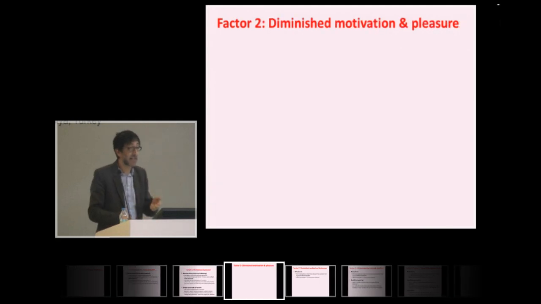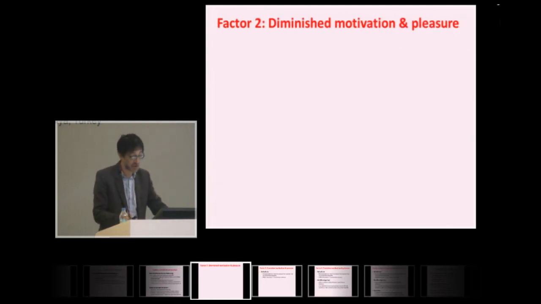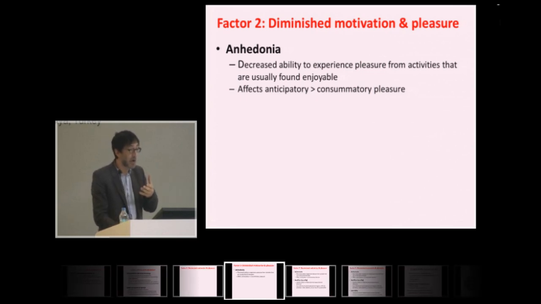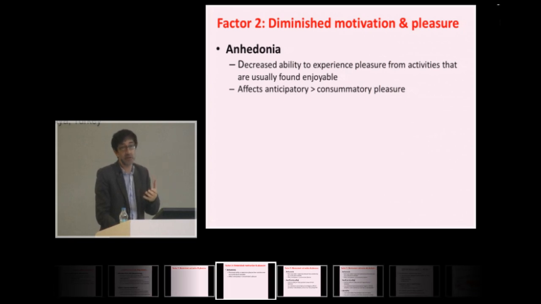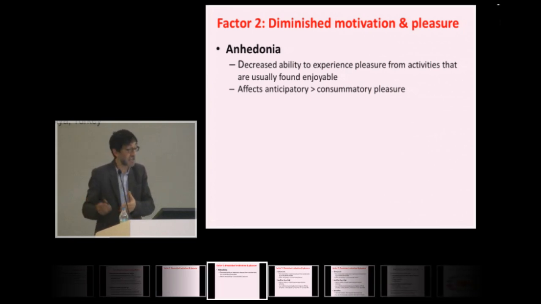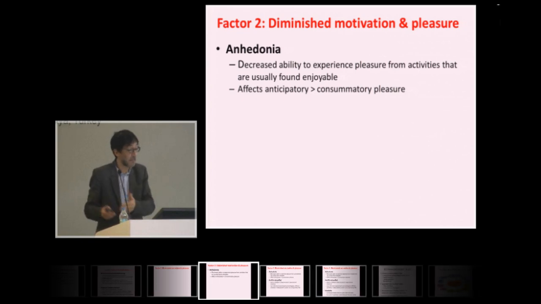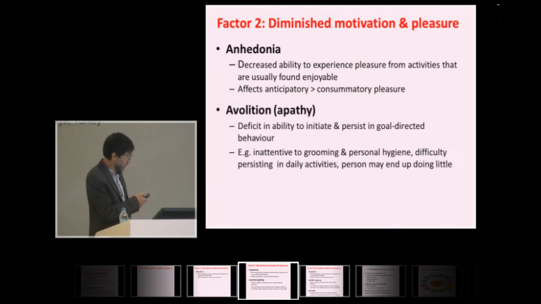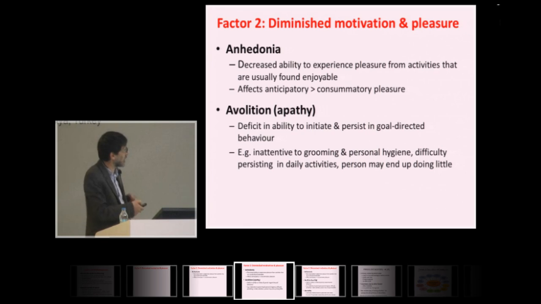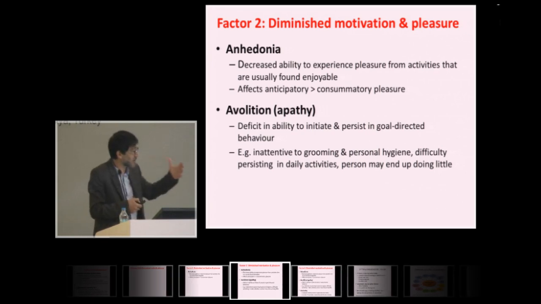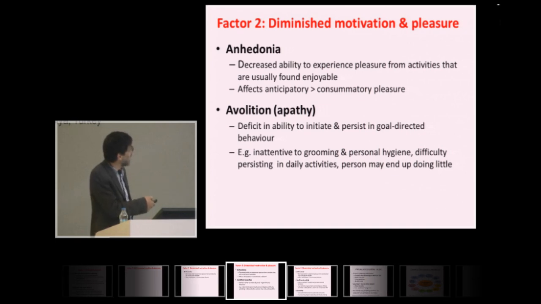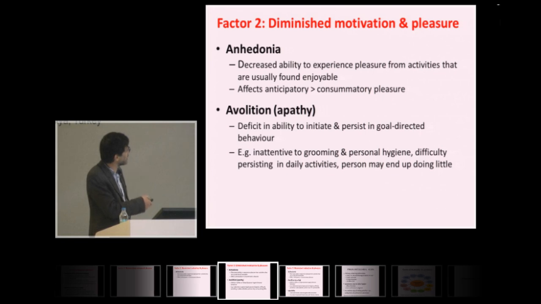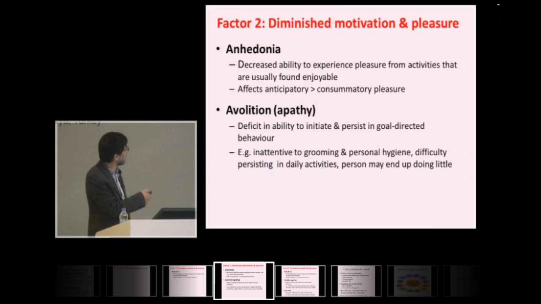The second key domain is diminished motivation and pleasure. So patients describe anhedonia. They don't enjoy things they used to enjoy, following their football team, going out with friends, eating a meal, watching a film. And you can measure, psychologists will talk about anticipatory pleasure, the pleasure you have thinking about something you're going to do, and then the pleasure you have actually doing it. And in schizophrenia, both are reduced, but particularly the anticipatory pleasure.